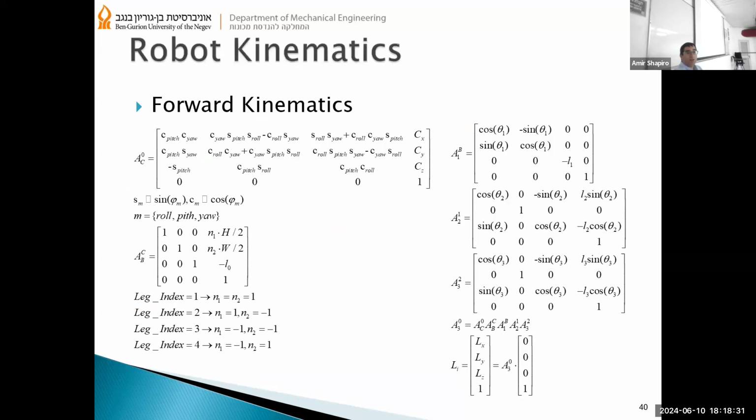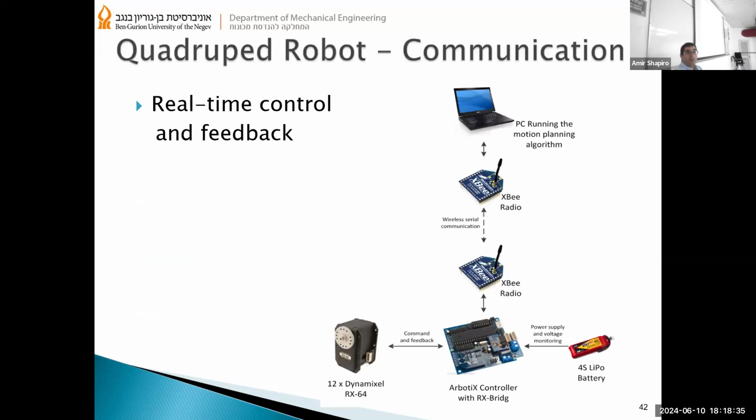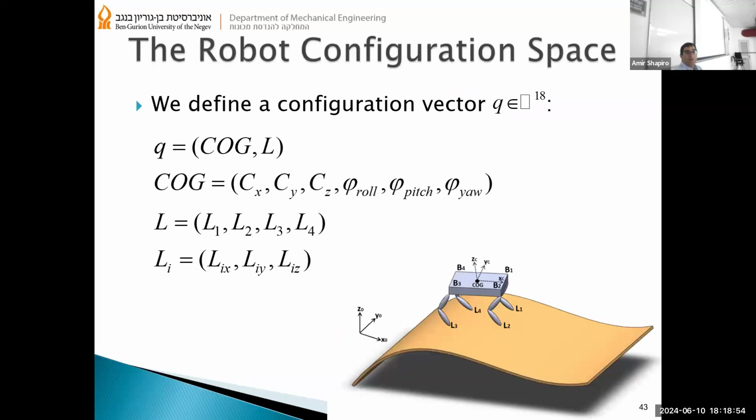There's the forward and inverse kinematics of the robot. A little bit about the electronics, the motors, the controllers, the radio link between the controller and the computer, and battery as well. Then the configuration space. What is the space where we plan the motion?